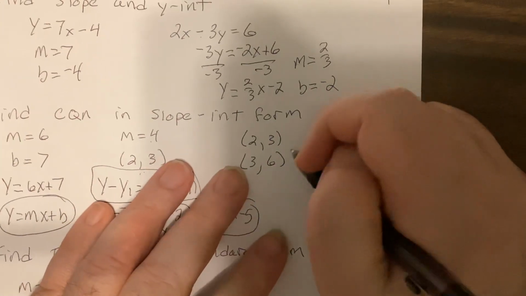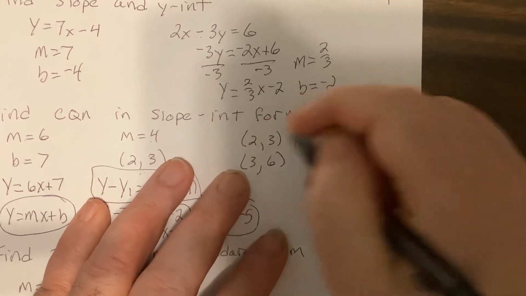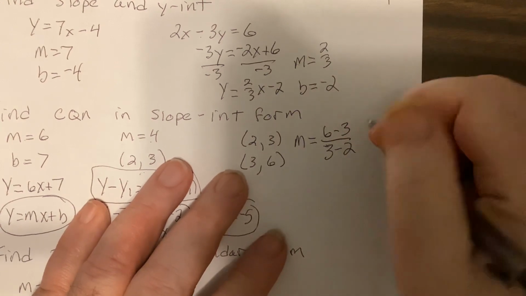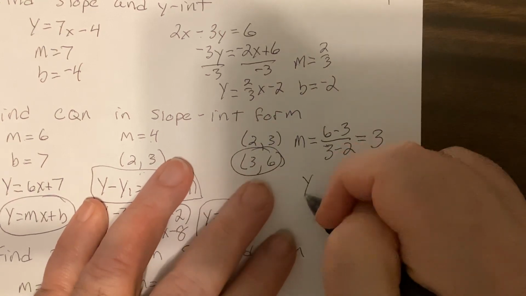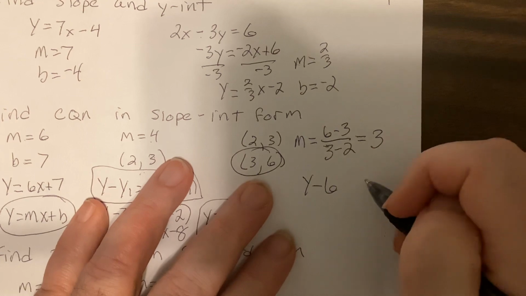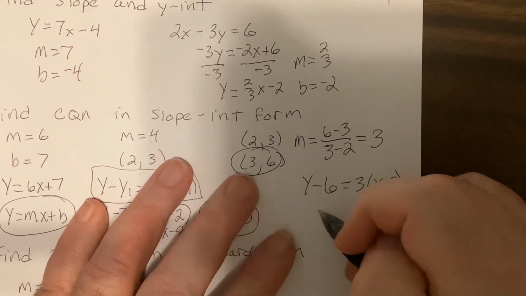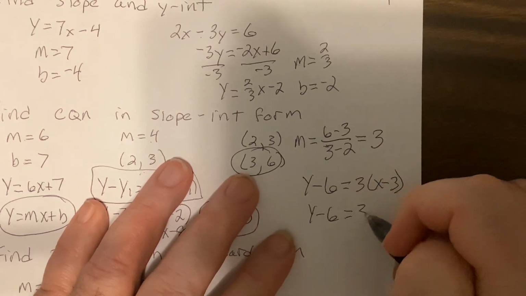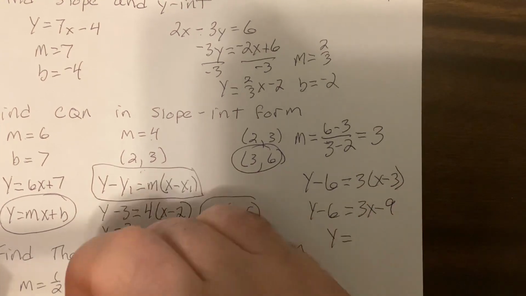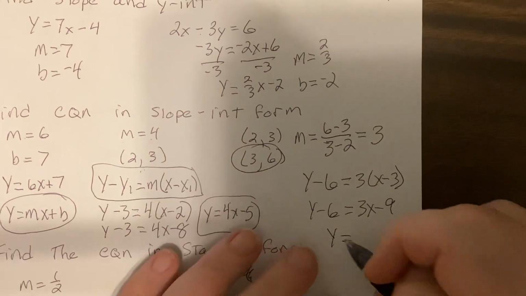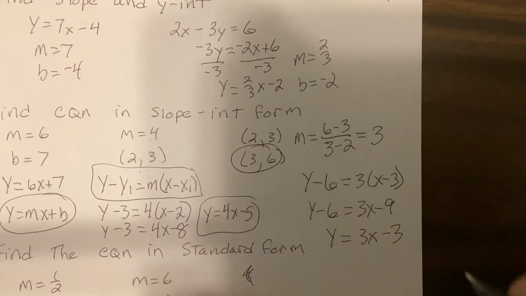So here we go. Find the slope, 6 minus 3 over 3 minus 2. So it'd be 3. So pick a point. I'm going to pick this one. Use the point slope formula. Y minus 6 equals 3 times x minus 3. So y minus 6 equals 3x minus 9. Add 6 because it said put it in slope-intercept form. Slope-intercept form. Solve it for y is another way of saying it. So I would add 6, and that's my answer.